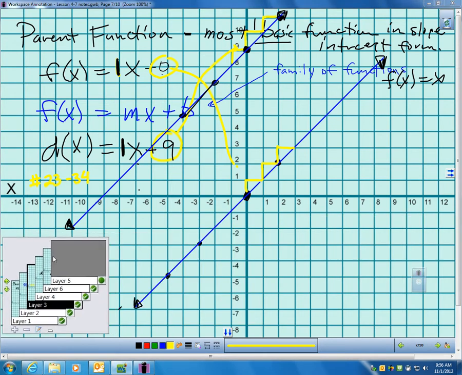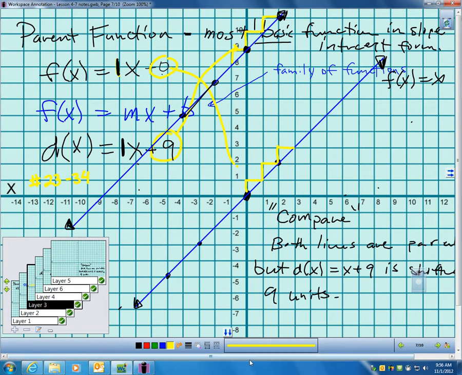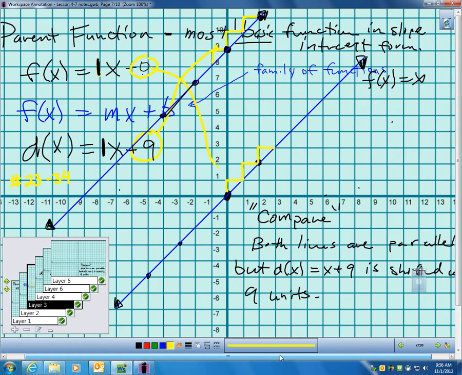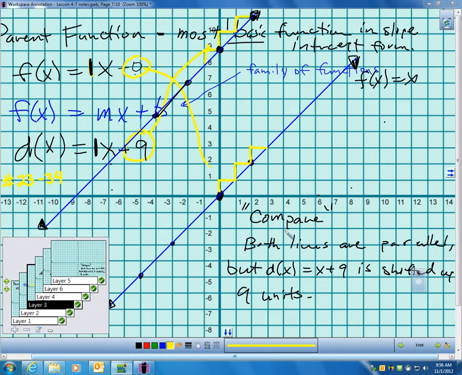Now, they asked me to compare the two, and you'll notice when I compare these two, there's some things they have in common, and there's some things they have different. First of all, do you notice they both have the same slope, which means they're parallel. Remember earlier in the chapter, if we have the same slope, they're parallel. So when I compare these two, I could say both lines are parallel, or both functions are parallel. But the function d of x equals x plus 9 is shifted up 9 units.